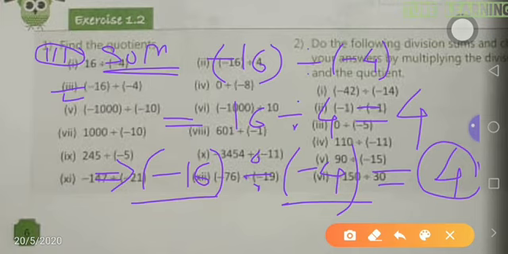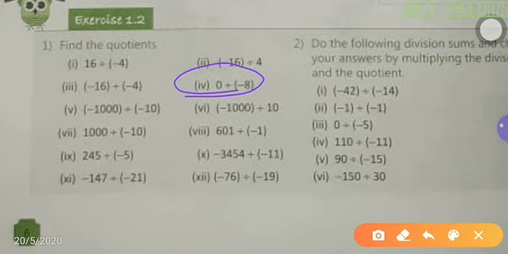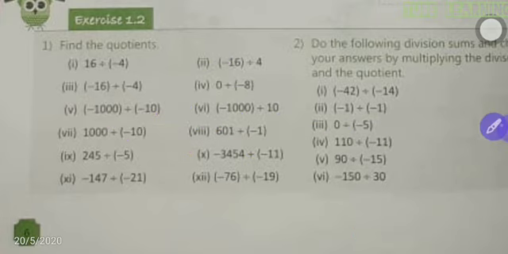Next, you see the fourth number, the zero property. If you divide 0 by any integer, the result is always 0. So 0 divided by -8 equals 0. If you divide 0 by any integer, whether lakh, crore or any integer, the result is always 0. Okay, the remaining you have to practice.